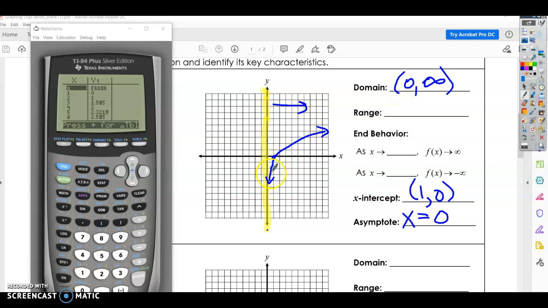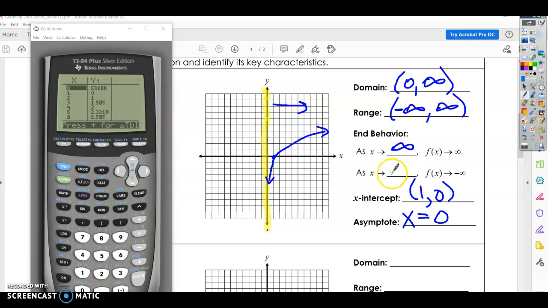Now the range is your y values. So it's going up with the arrow and down with the arrow. So it's still negative infinity to positive infinity. And in end behavior, what does x do as y goes to infinity? So x goes to infinity as f of x, or y, goes to infinity. Okay, so that's this direction here.